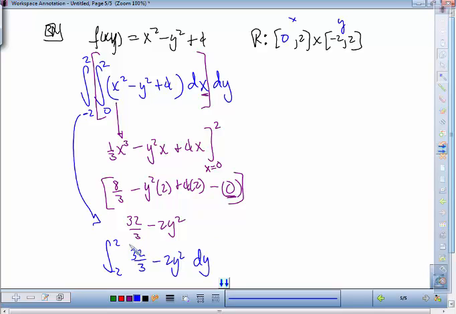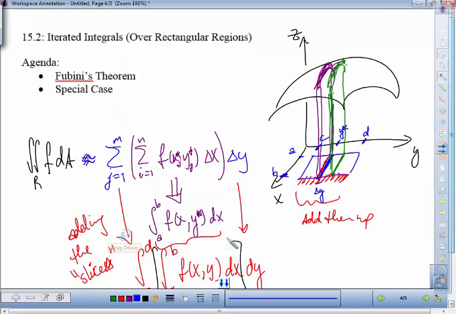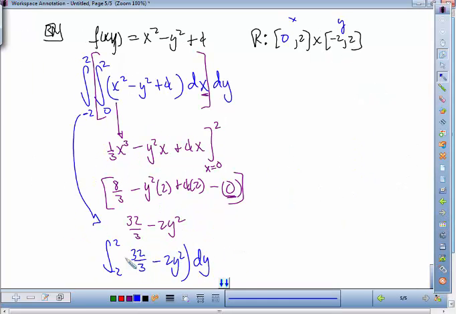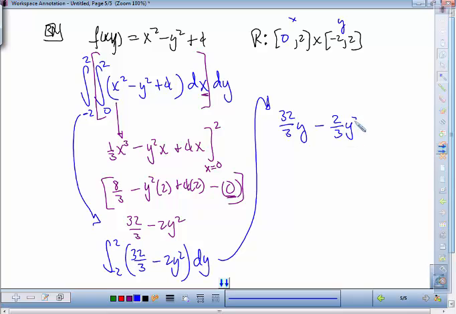So this is just another integral, and this is our last integral, our second integral. Now we just integrate with respect to y. This is 32/3 y minus 2/3 y cubed, and this goes from -2 to 2. We put 2 in there. 32/3 times 2 minus 2/3 times 2 to the third. And then we put in a -2.